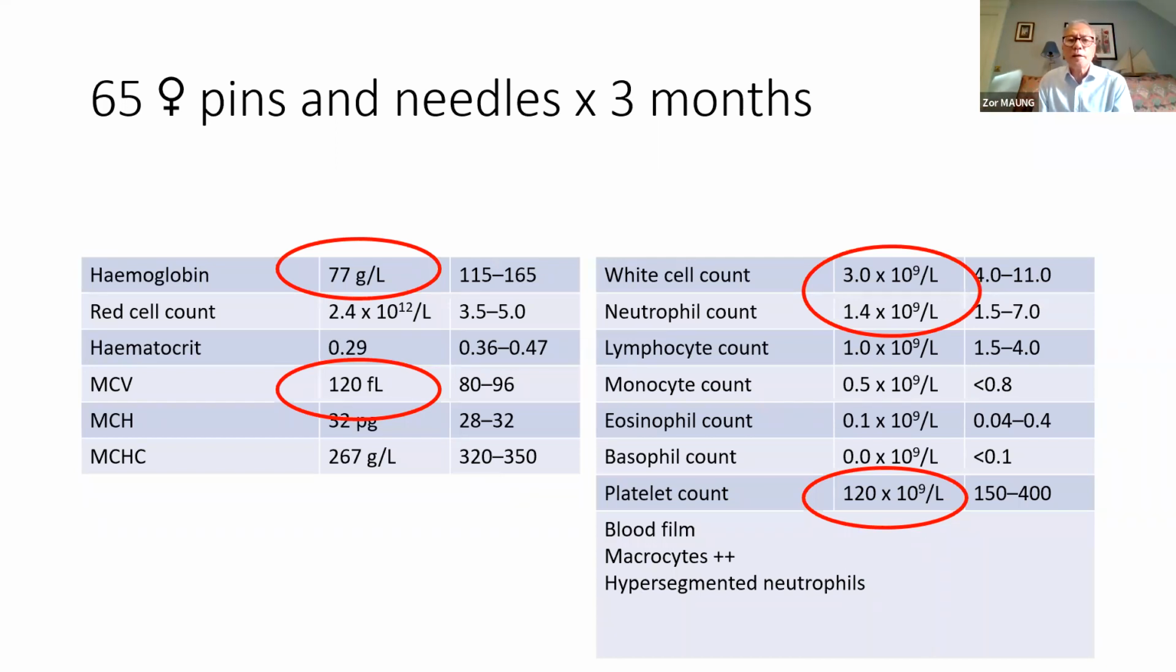The most likely diagnosis is vitamin B12 and folate deficiency. I think folate deficiency is quite common. B12 deficiency also causes this anemia picture with a high MCV. You check B12 and folate, and if you get the results, then you treat.